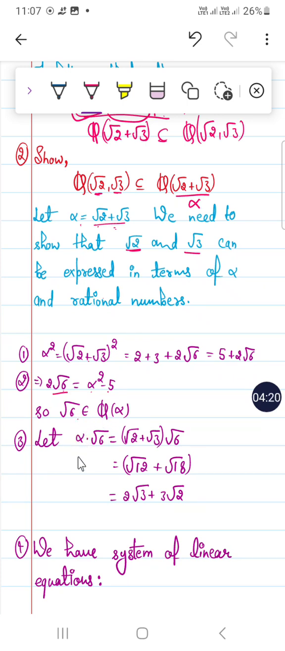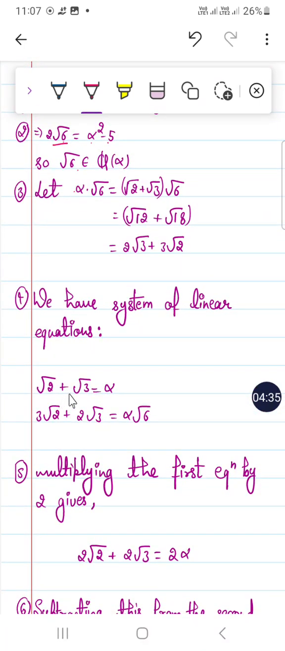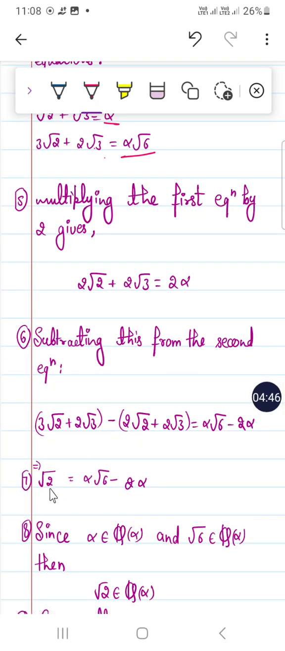If root 6 is in Q(alpha), then alpha times root 6 is also there. What is alpha times root 6? It is root 3 plus 3 root 2, no: it gives 2 root 3 plus 3 root 2. This is a linear system of equations. The first is alpha, and the second is alpha root 6. After solving this, we will get root 2 equals alpha root 6 minus 2 alpha.